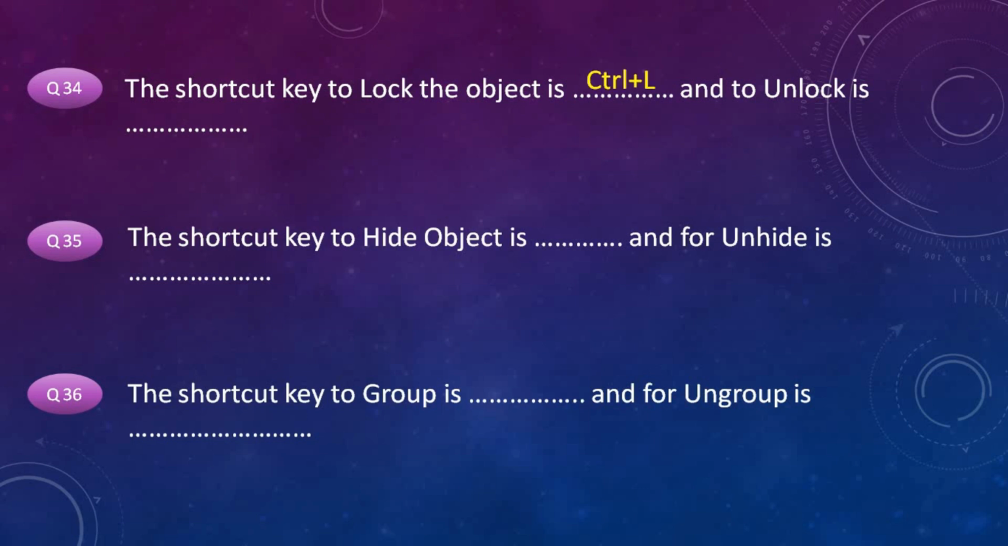The shortcut key to lock the object is Ctrl L and for unlock is Ctrl Alt L. The shortcut key to hide the object is Ctrl 3 and for unhide is Ctrl Alt 3. The shortcut key to group is Ctrl G and for ungroup is Ctrl Shift G.